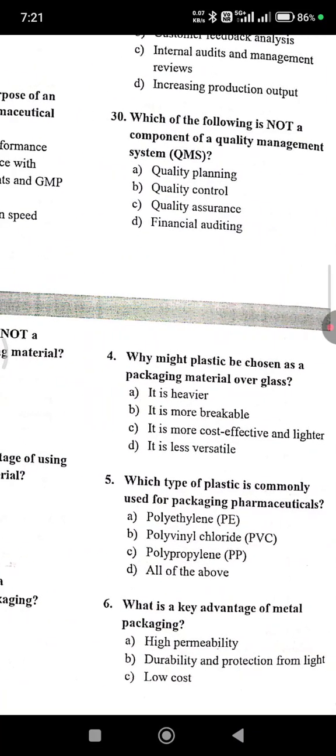Why might plastic be chosen as a packaging material over glass? That is option C. It is more cost effective and lighter.